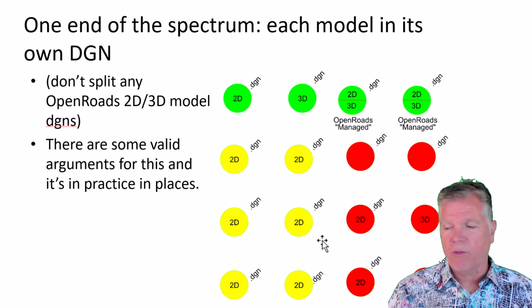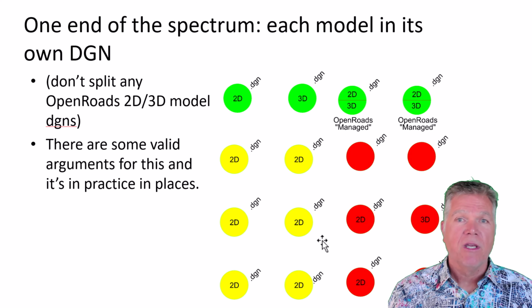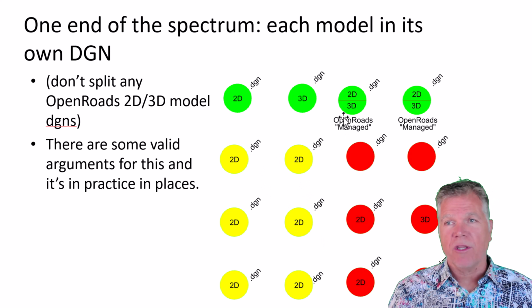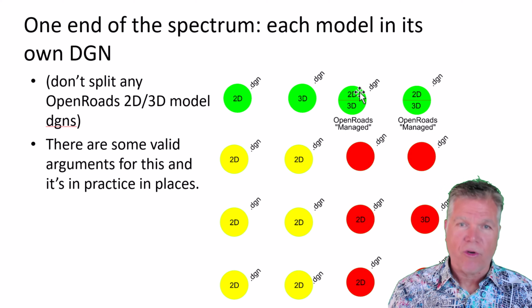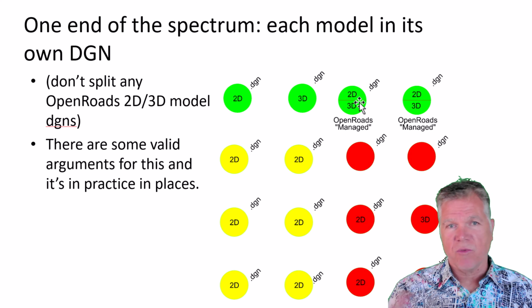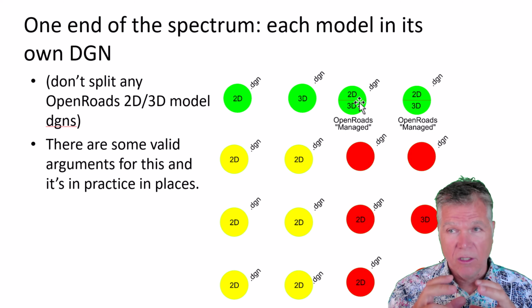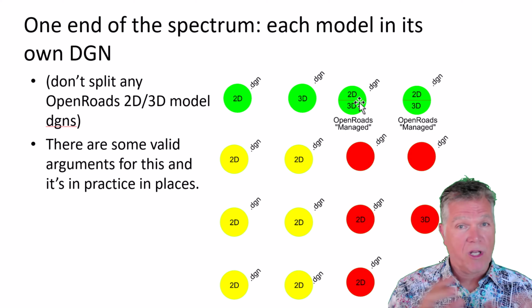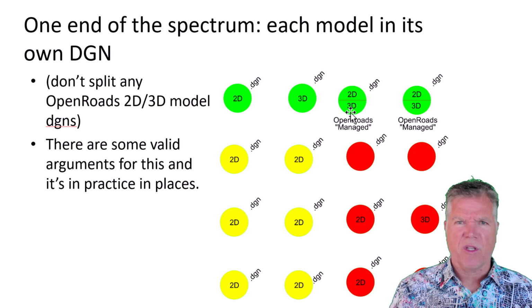They're like, hey, we want a sheet for everything, and that's okay. The one thing you have to be careful of is the 2D and 3D model that comes in OpenRoads, and this was new. It's like, hey, we got 2D and 3D in the same DGN. Those OpenRoads models you want to keep together, and I don't think you can pry them apart.